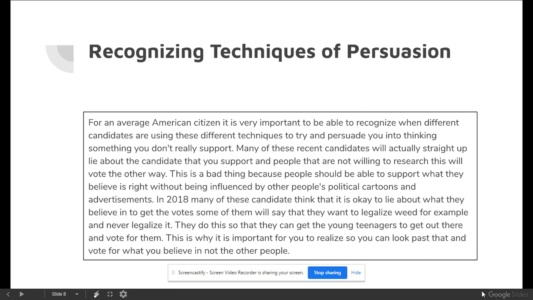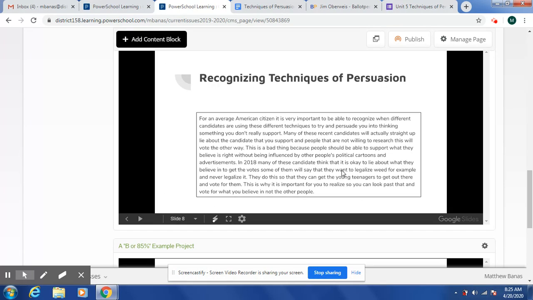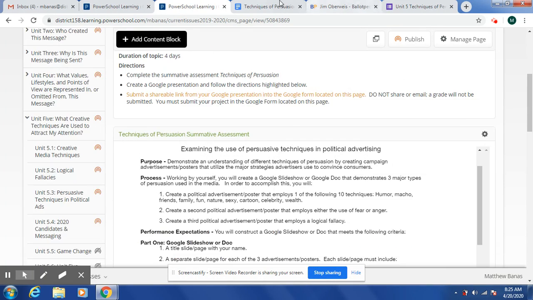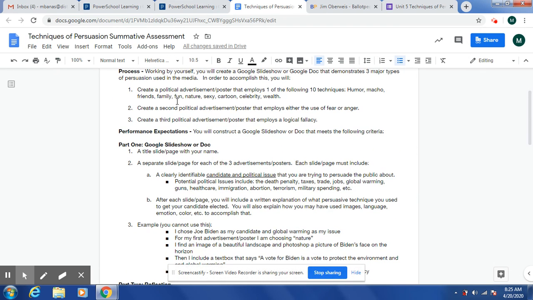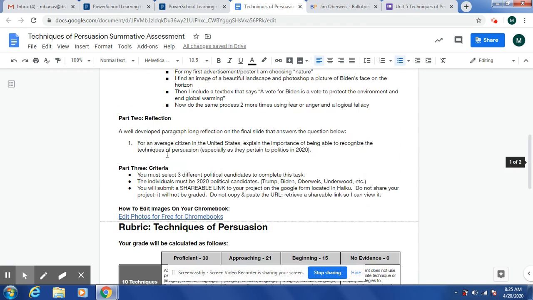And then here you have recognizing the techniques of persuasion, the final paragraph. So that's what you're going to do. Pick three different candidates, and create one ad out of this group, one ad out of this group, and one ad out of this group. Use one of family, macho, or funny, then use fear and anger for another one, and then use a logical fallacy, like bandwagon or slippery slope. Those are going to be pretty easy ones to do.